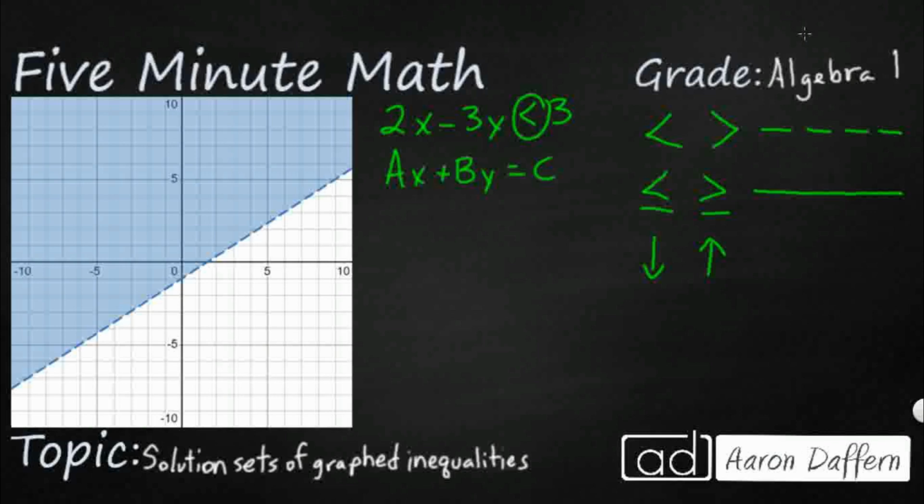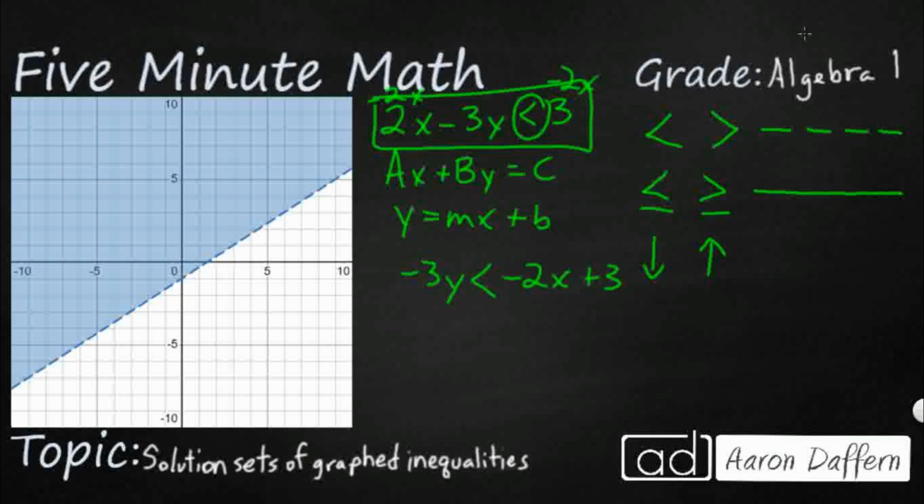So let's go ahead and switch this into our slope-intercept form. If we can get it to look like this, then you are going to see a slight change. So what do I need to do? I need to get rid of this 2x. I'm going to subtract 2x from both sides. So I'm going to get minus 3y is less than negative 2x plus 3.